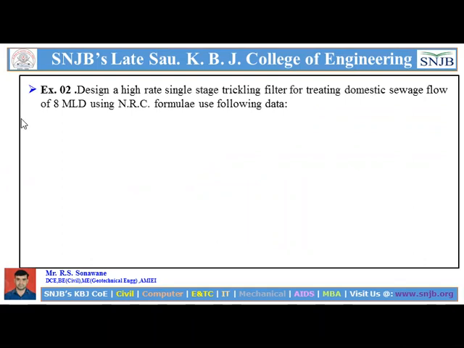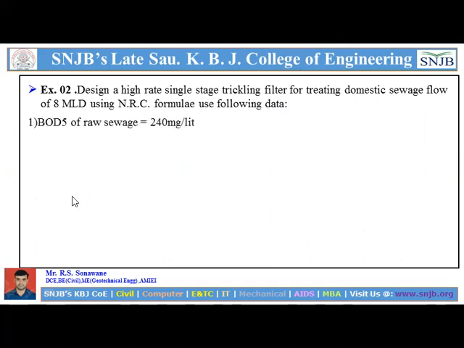Sorry for that. Actually, we saw the first example in a previous lecture. This is example number 2. In this example, we have to design a high rate single stage trickling filter for treating domestic sewage flow of 8 MLD using NRC formulae. Use the following data.